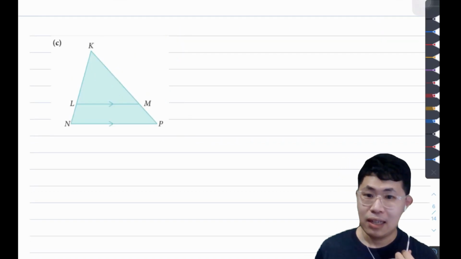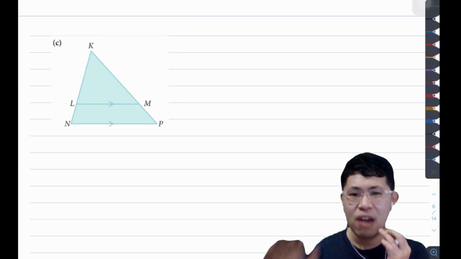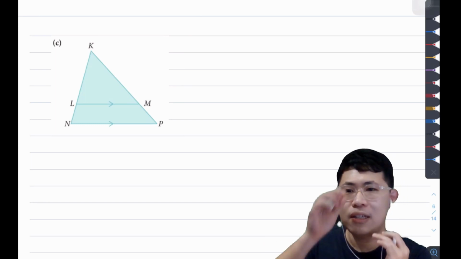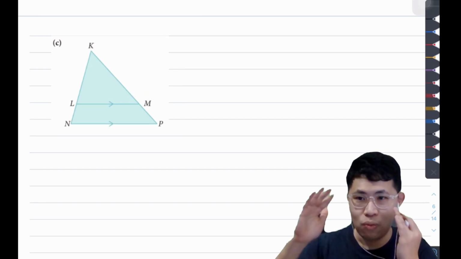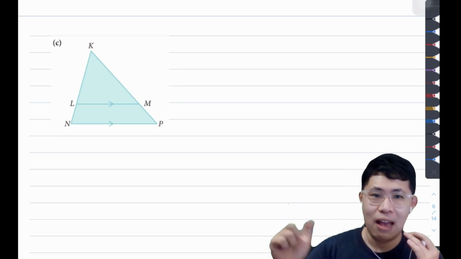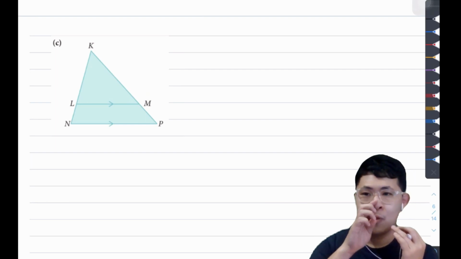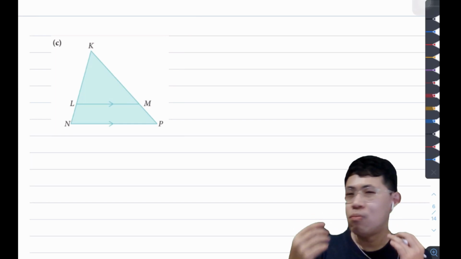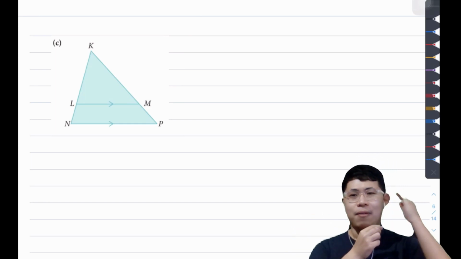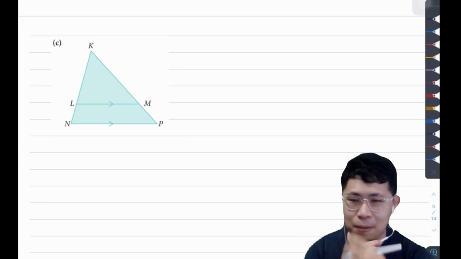Okay, now for our third example, and this is another very common pair of similar triangles, and this is actually like two triangles, one bigger than the other, and LM is parallel to NP. So the moment you see parallel sides and two triangles stacked on top of each other, most of the time it's going to be similar, right?